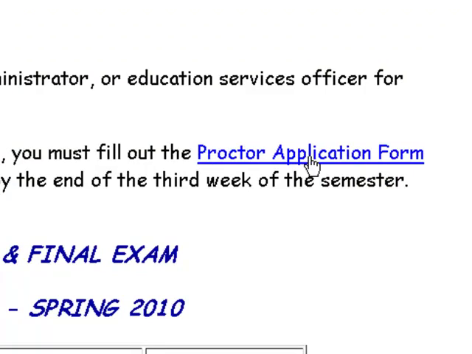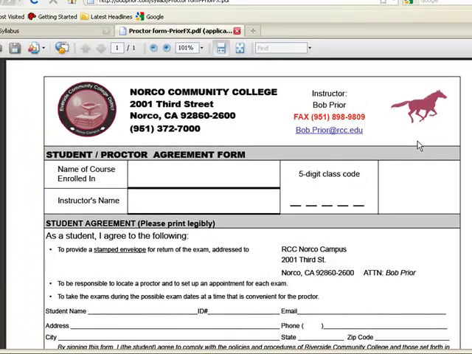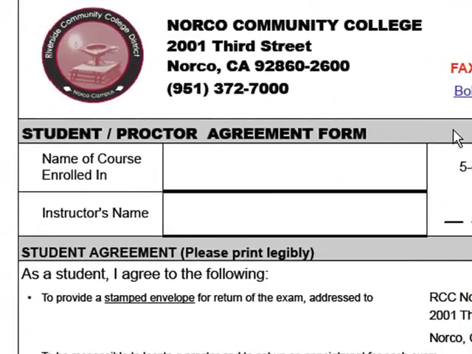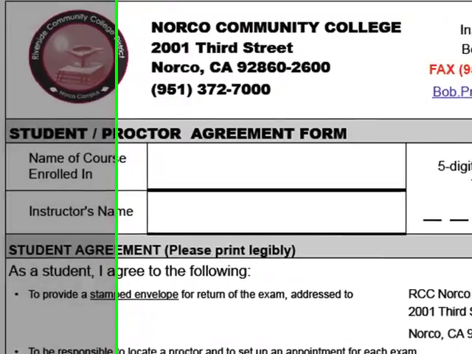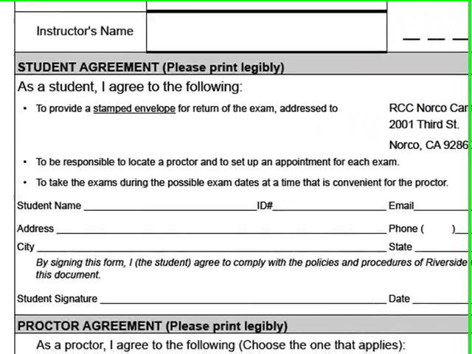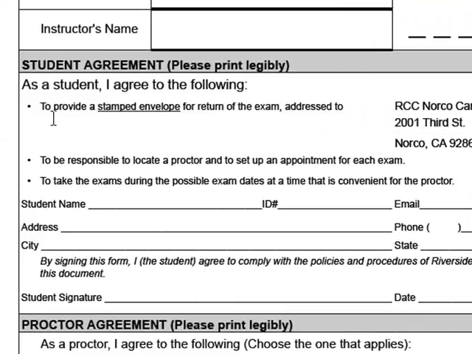So let me click on that and let's see what we can find. Here we are. Now this is for me, Bob Pryor. If you happen to have a different instructor, then you would send that information to your instructor's mailbox. But here is this application form, and you can print this out and fill in the name of the course enrolled in, so it would be Math 52, and then put your instructor's name and your 5-digit class code, whatever that happens to be. And as a student, you need to fill out this part.